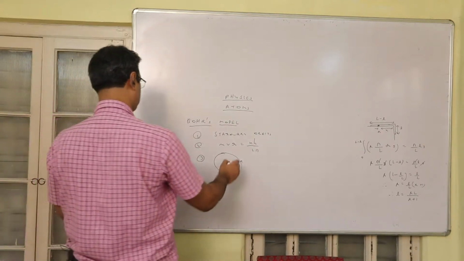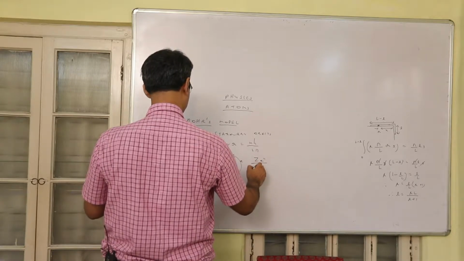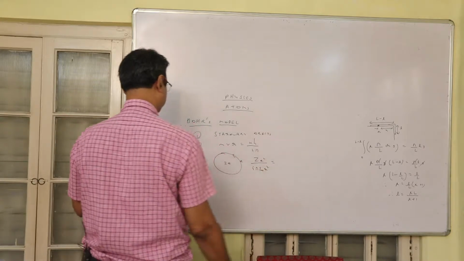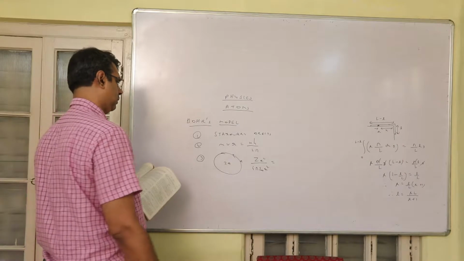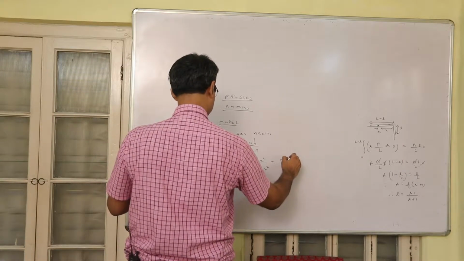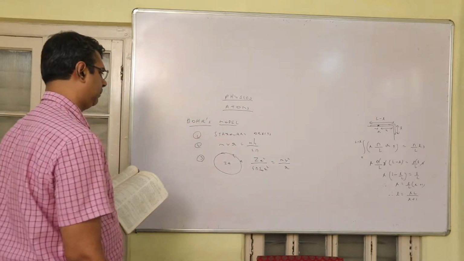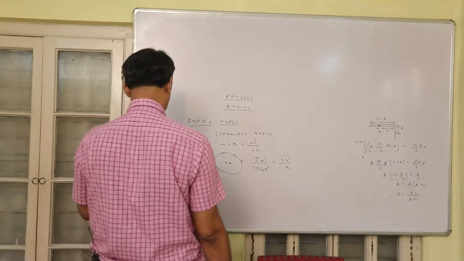You know that the motion of an electron is due to centripetal force because it's a circular motion. The centripetal force is provided by the nuclear attraction. So you can write Z e square by 4 pi epsilon naught r square equal to mv square by r.